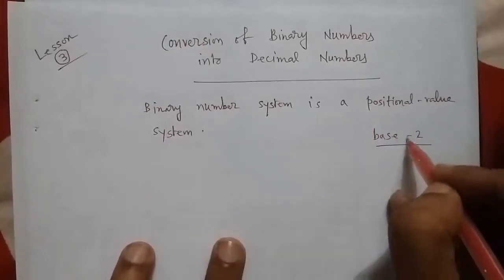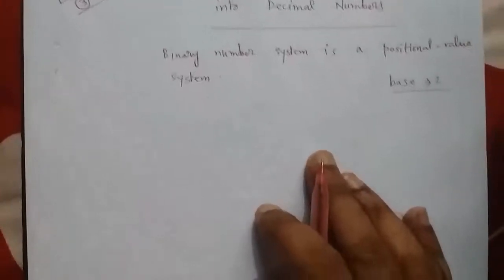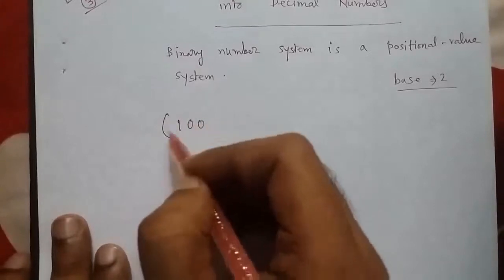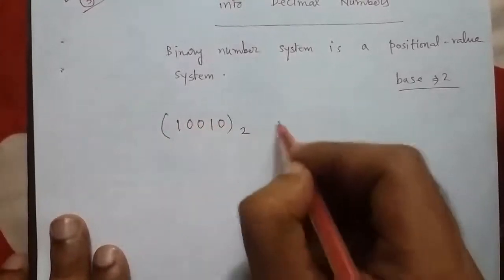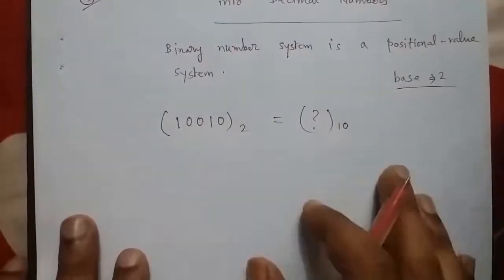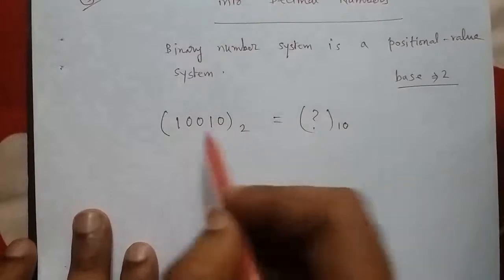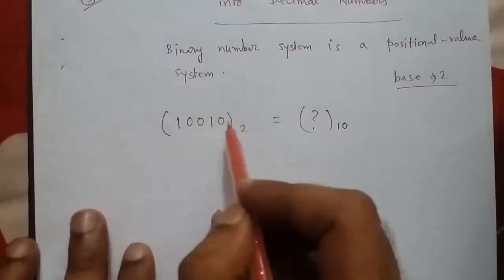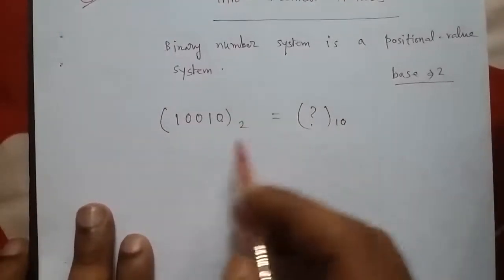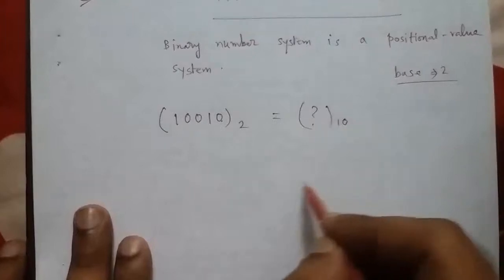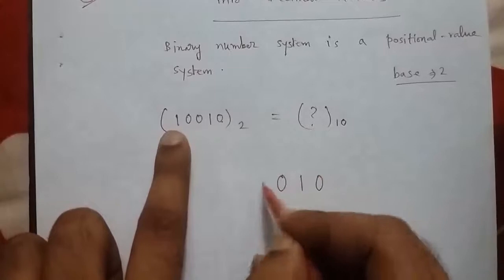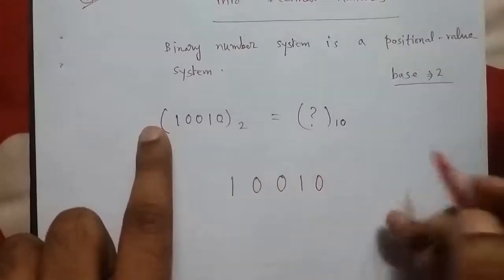So here let's take an example. 10010 base 2 equals how much in decimal? At first you need to write every bit of the binary number starting from right hand side to left hand side. So I'm writing the bits of the binary number: first 0, then 1, then 0, then 0, and then 1.